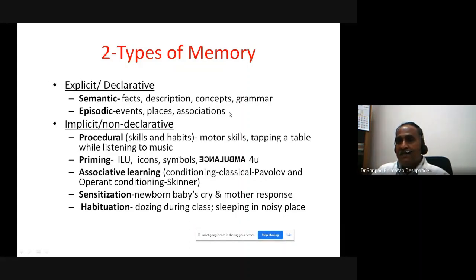Then priming is an event in which we learn or get information by certain important clues. These clues I have mentioned here, ILU. The other day I was talking about when this ILU is there, you just read it as I love you. That is, or icons. Nowadays, so many icons are used in our communication, especially on Facebook or WhatsApp. We use those icons, the symbols we use.